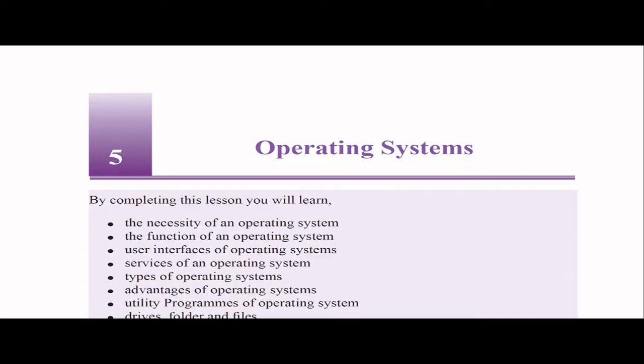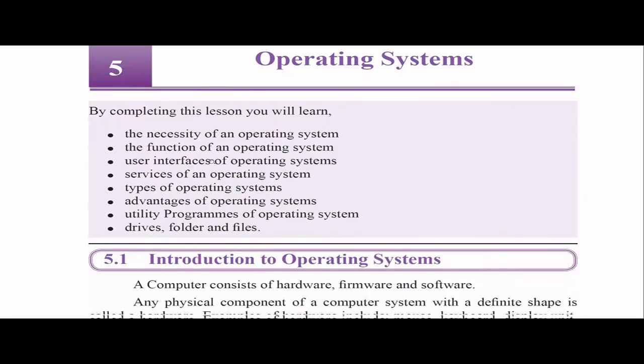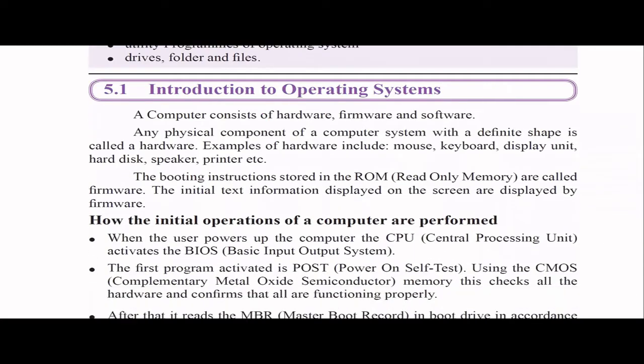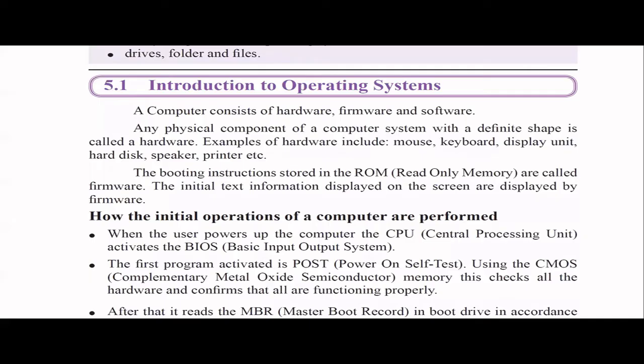So in this chapter we will be talking about operating systems. First one is the introduction to the operating system. A computer will actually have a few components. It has hardware, it has firmware, it has software, and it has liveware. There's another one which is not mentioned in your textbook.